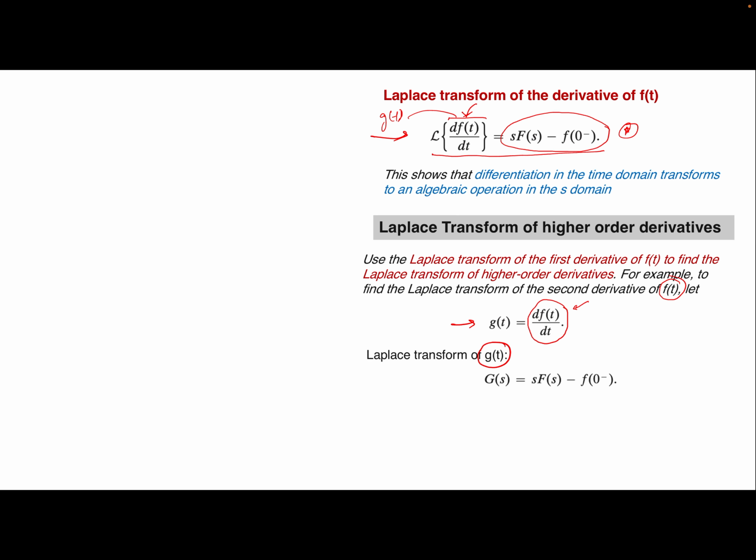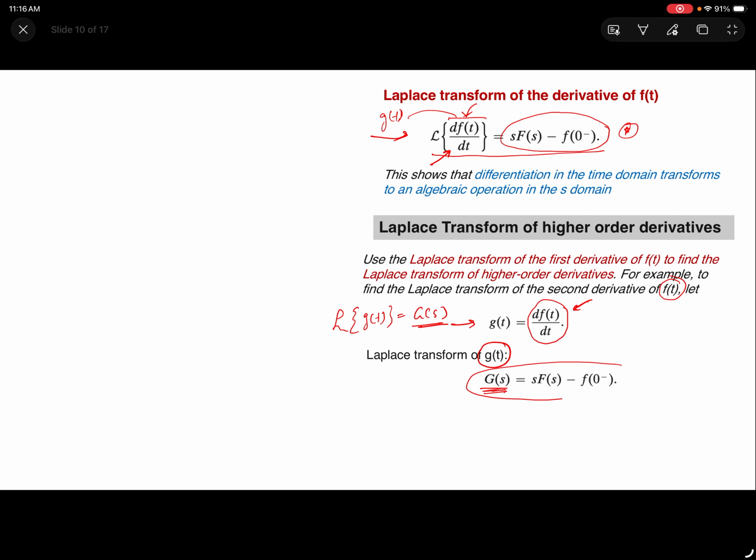So this is g of t. The Laplace transform of g of t should be g of s. That is why you have g of s over here. And essentially, what g of s equals is the Laplace transform of the derivative of f of t, which we have just evaluated, and it should come out to be equal to this. So again, we already know the answer for the first derivative of f of t.